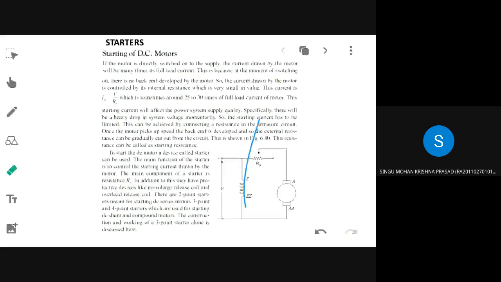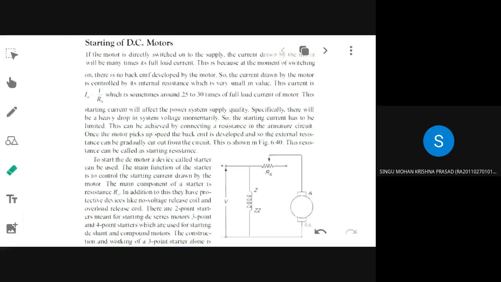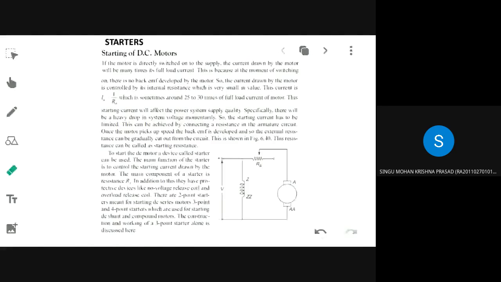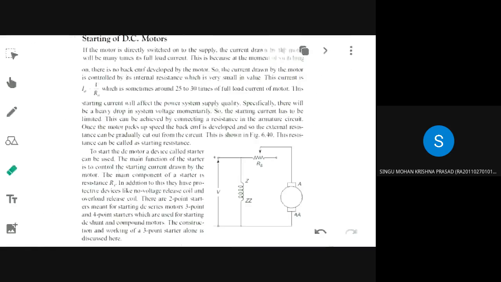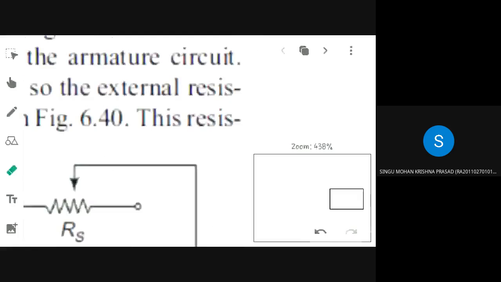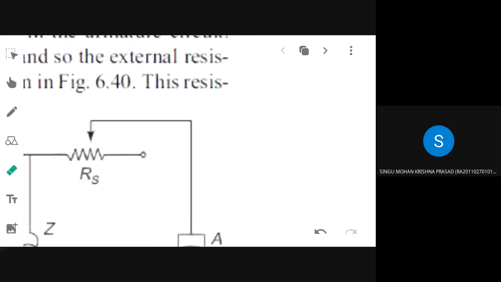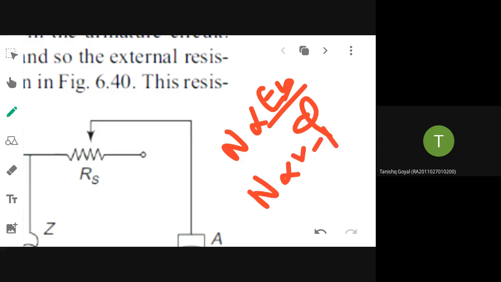Now, I have already told you what the speed equation is. There are various equations for a DC machine: the EMF equation, the torque equation, the speed equation, and the voltage equation. N is proportional to EB divided by phi. N is proportional to V minus IA RA divided by phi. That is the speed equation.